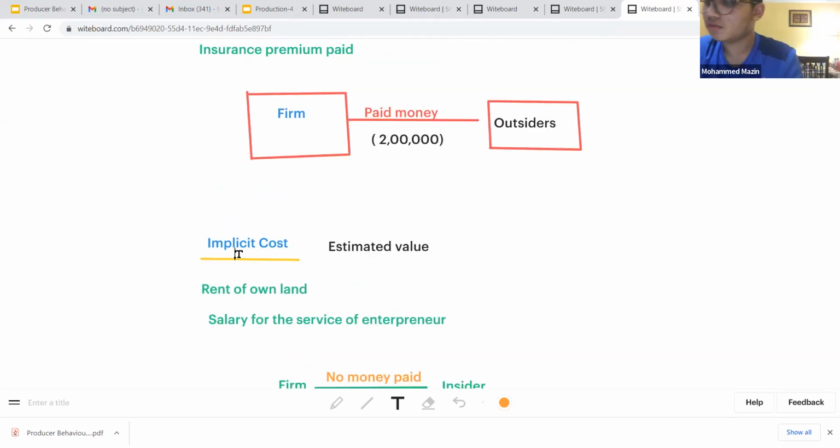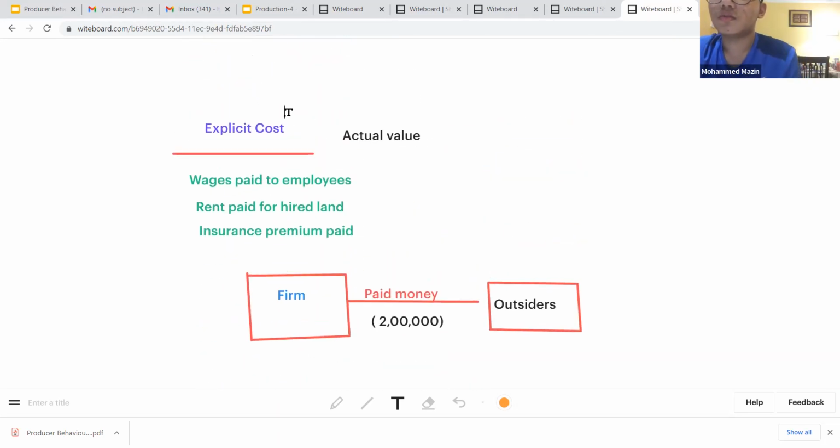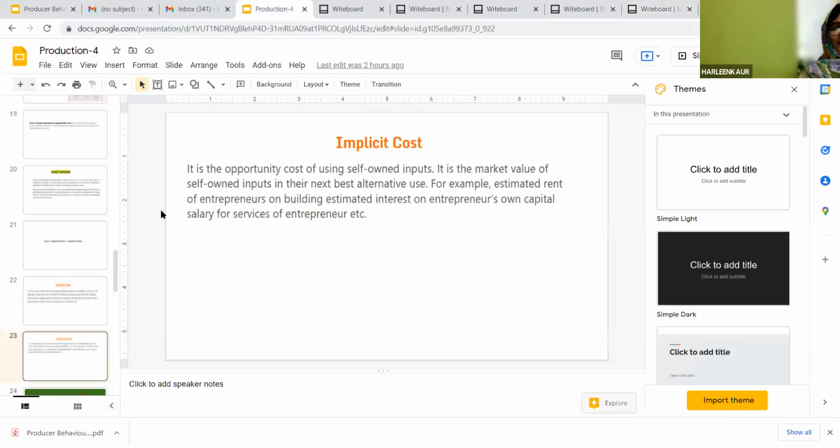So is there any doubt? No doubt. Okay, so we will understand the difference between implicit cost and explicit cost in the next class. Until now, is there any doubt? No doubt. Okay, so please revise the topic, okay?